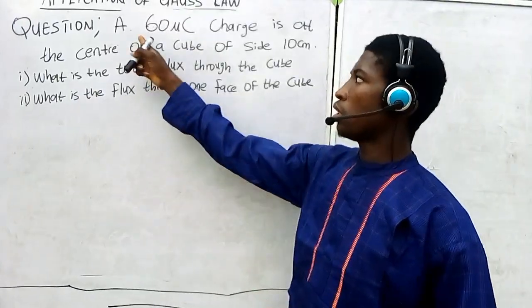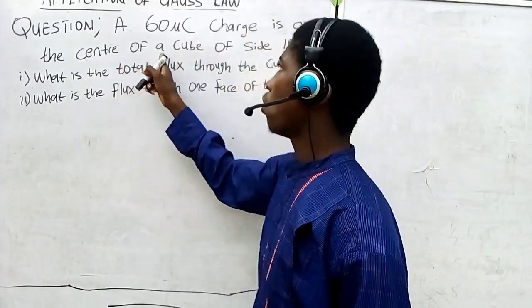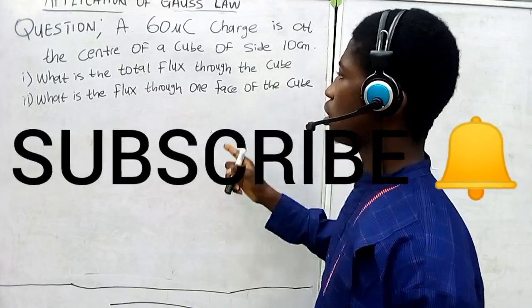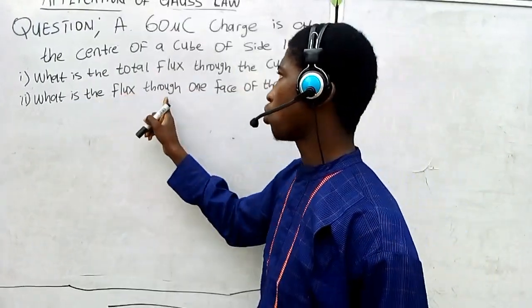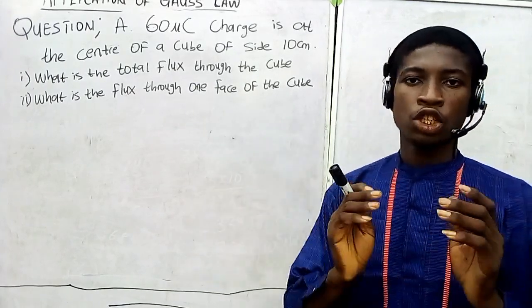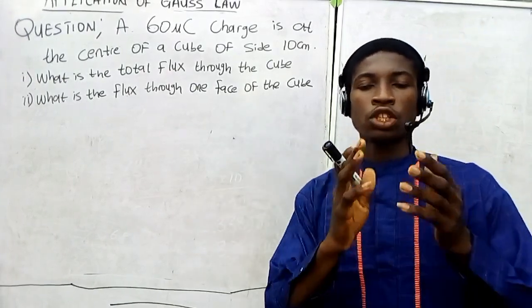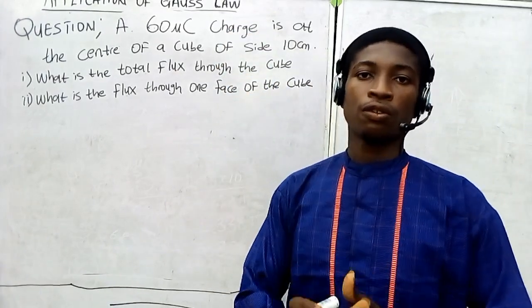This question says a 60 microcoulomb charge is at the center of a cube of side 10 cm. What is the total flux through the cube, and what is the flux through one face of the cube? Now this question is a symmetrical question. Symmetrical meaning that there's a charge at the center of a cube.